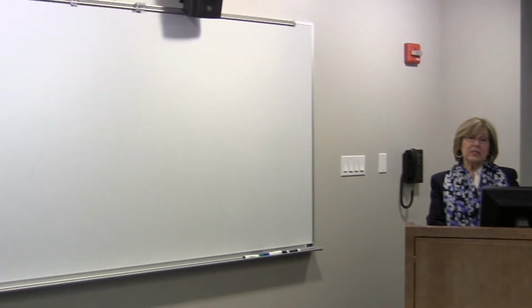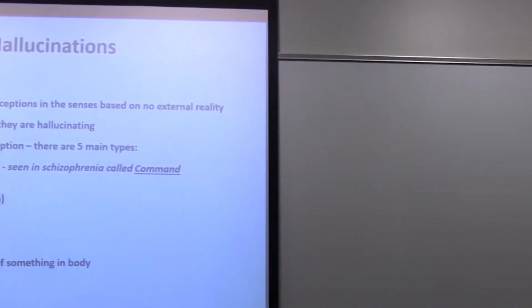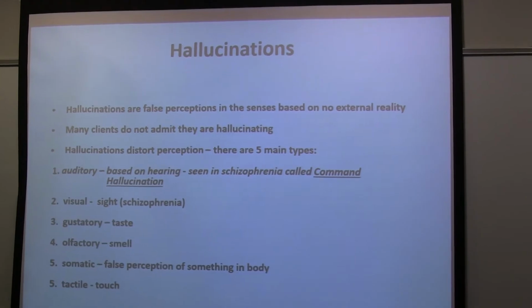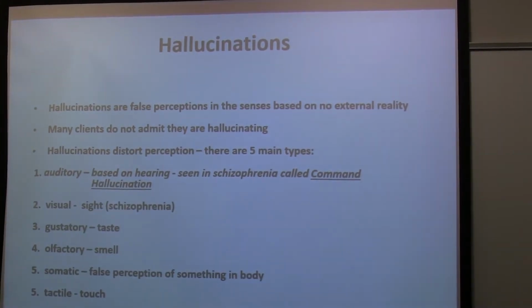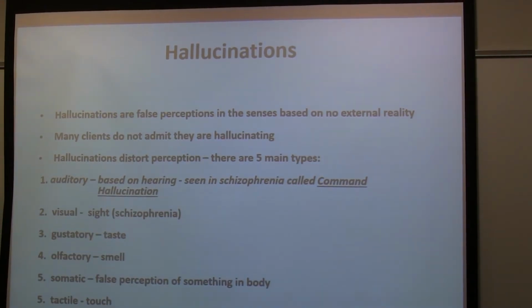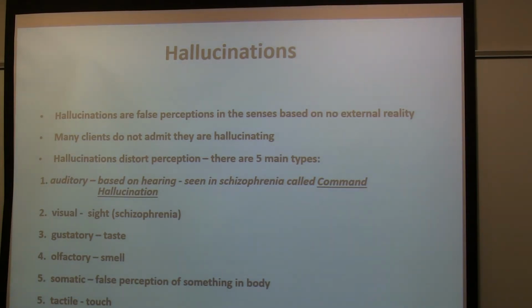Hallucinations. So hallucinations are different from delusions in the way that they are false perceptions in the senses, but they're not based on any external reality. Remember, we said that there's a little bit of reality in the delusion. Hallucinations are not based in reality. A lot of times clients do not admit they're hallucinating. Hallucinations distort perception. So whereas delusions distort thought, hallucinations distort perception. There's 5 main types.